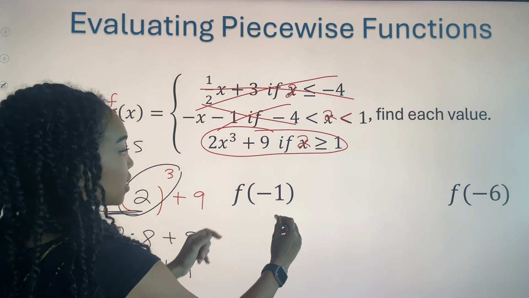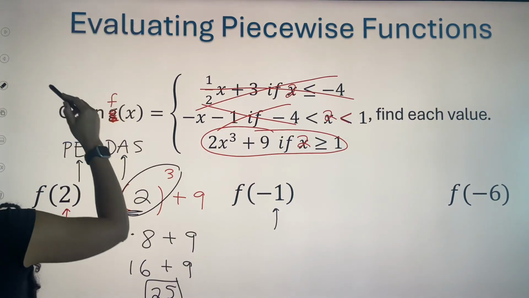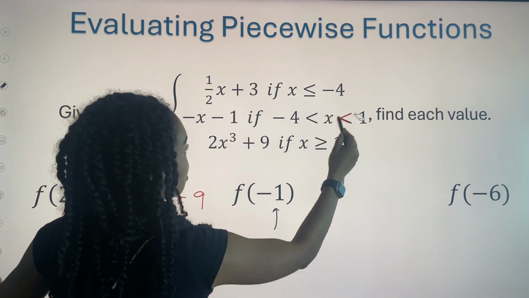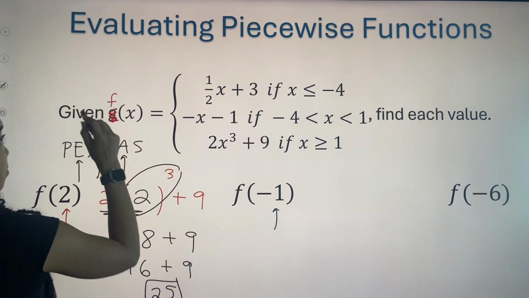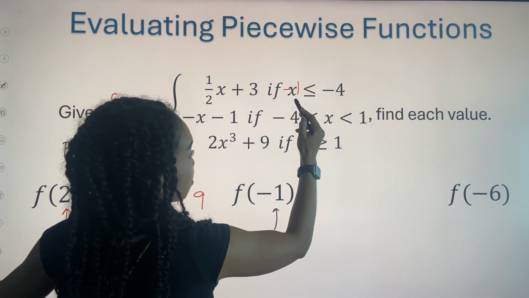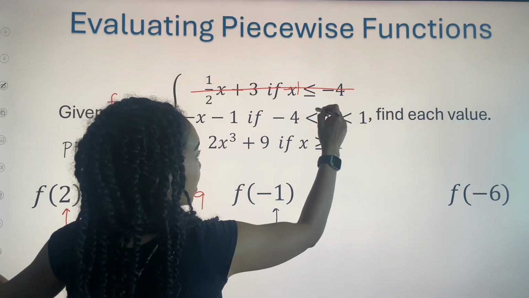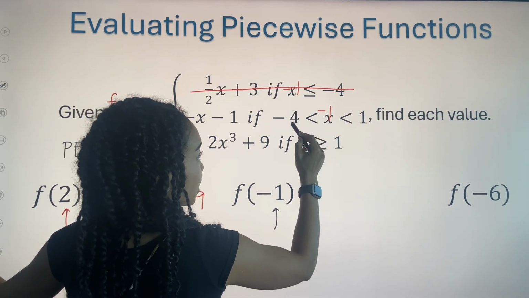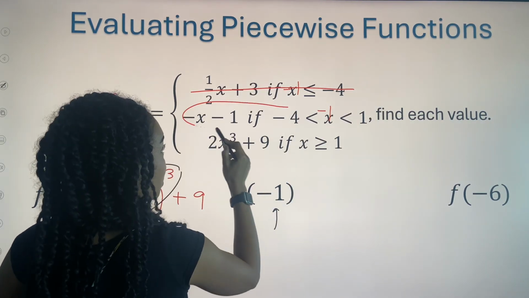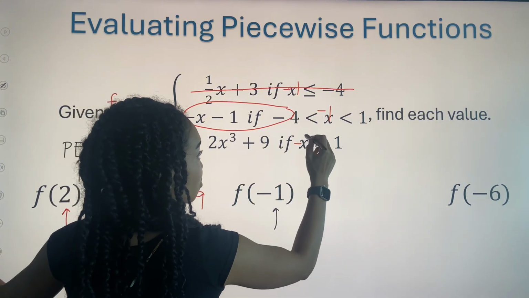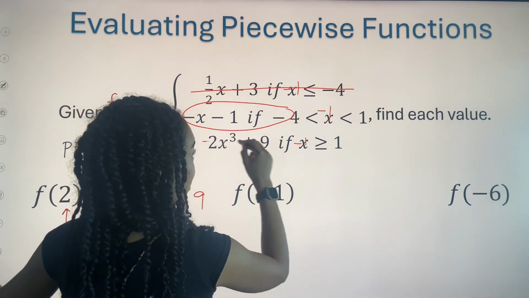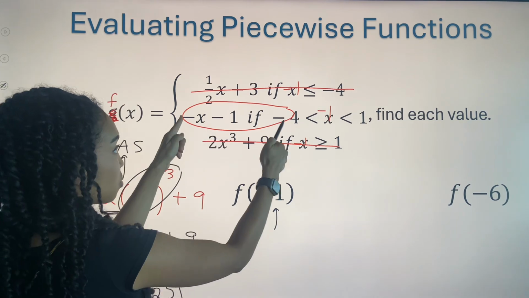Okay, next we're going to plug in a -1. So let's figure out which equation we're going to use. -1 is not less than or equal to -4. That's not true. -1 is between -4 and 1, so I'm going to use this one. And -1 is not greater than or equal to 1, so that one didn't work either. This is the only one that works.